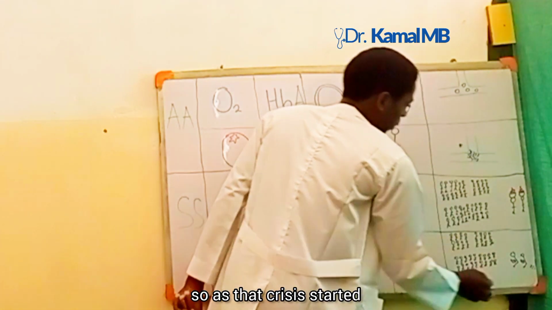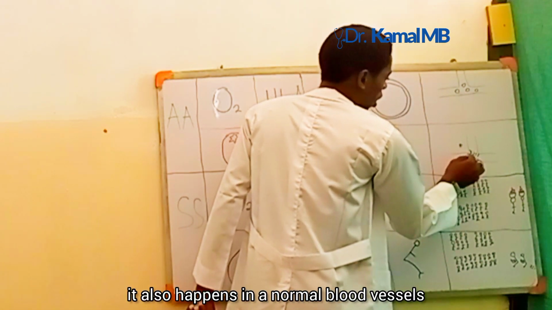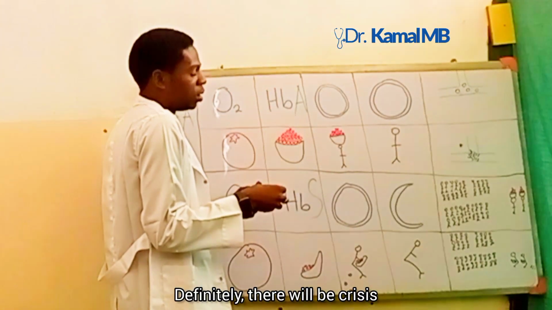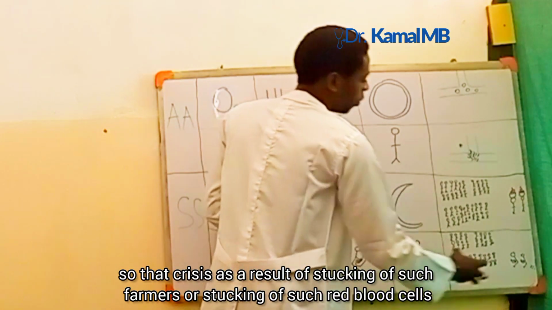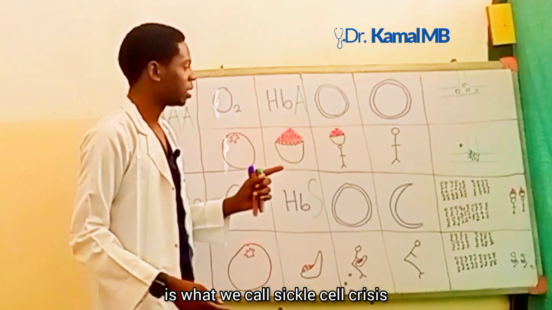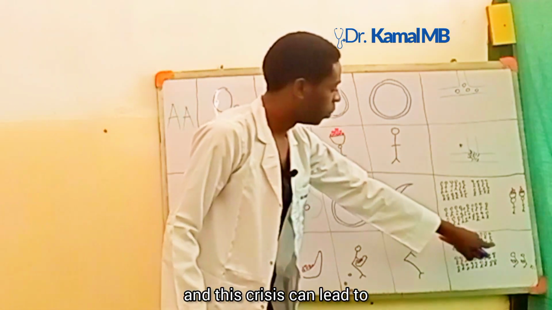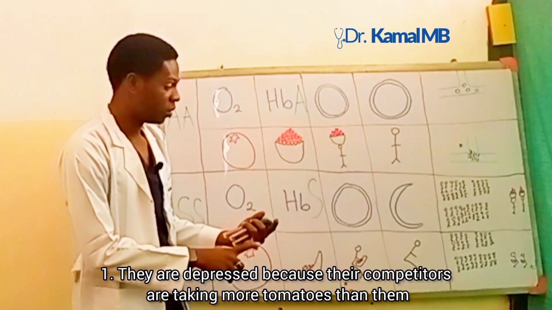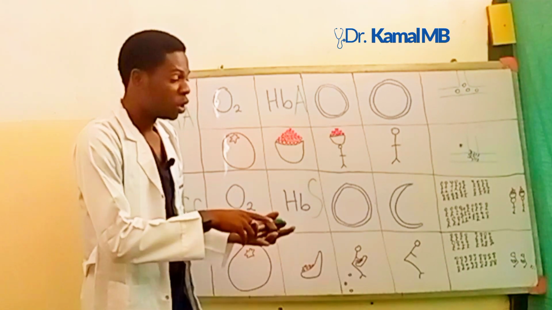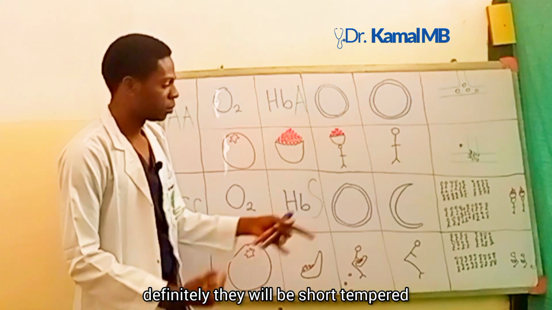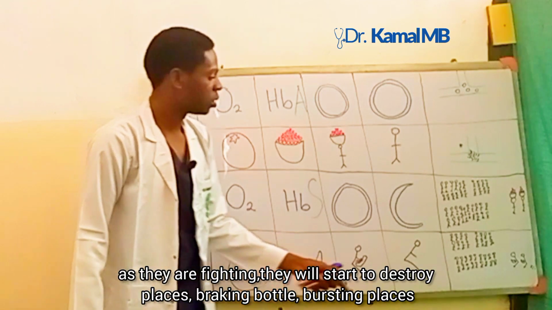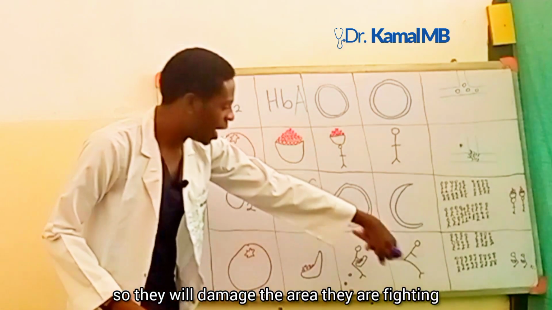As that crisis starts, it also happens in our normal blood vessels. When they are stuck in one place, definitely there will be crisis. That crisis, as a result of the stocking of such farmers or such red blood cells, is what we call sickle cell crisis. And as the farmers are fighting, one, they were depressed, their competitors are taking more tomatoes to the market than them, so definitely they will be highly short-tempered. They will start fighting, destroying some places, busting and breaking bottles. So they will damage the area that they are fighting.